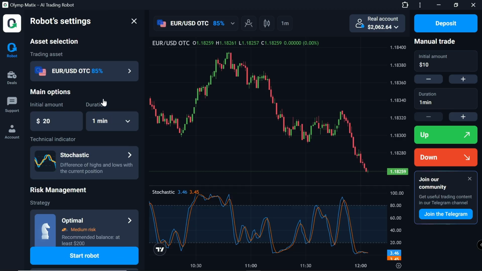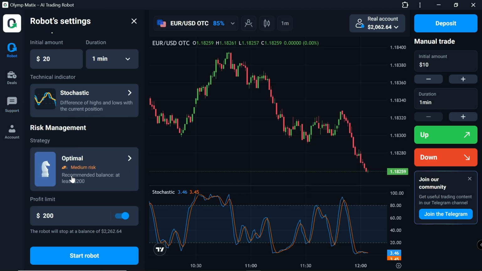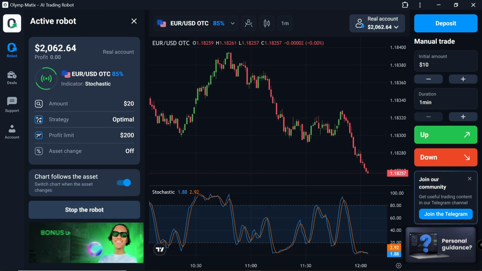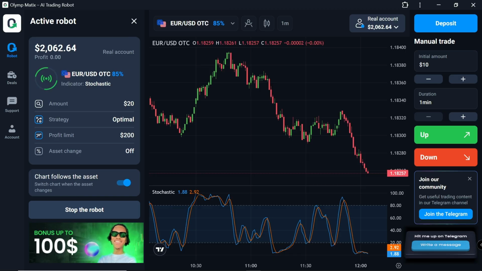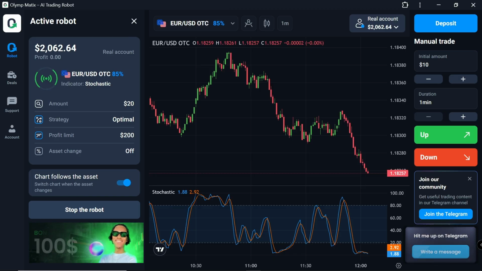We're not playing around, guys. That's going to be our target. And because I'm using the stochastic, I usually like using 1 minute time frame because 1 minute time frame usually works well with the stochastic indicator and the optimal risk. You understand? And then that's going to be it, guys. And then we start. So now the robot is scanning. It's going to be taking trades based on the stochastic indicator.